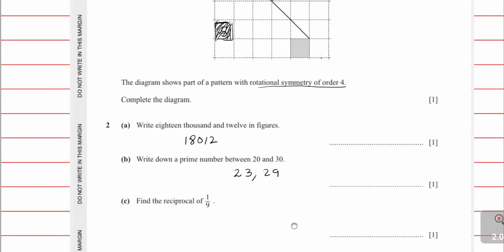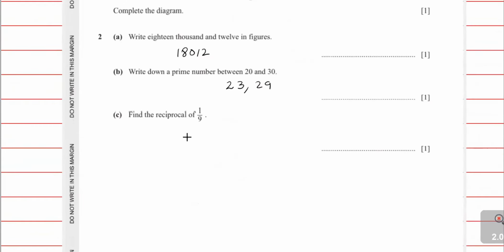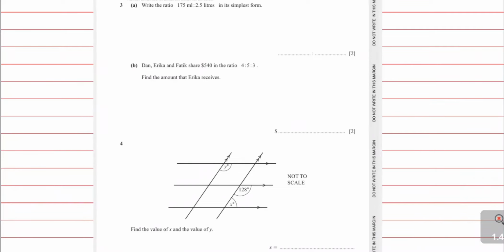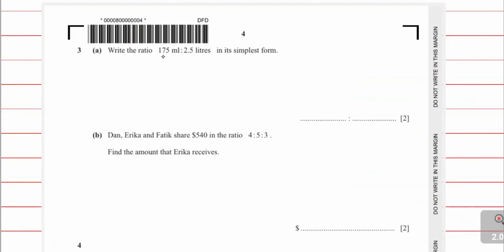Next, find the reciprocal of 1 over 9. The reciprocal of 1 over 9 is 9 over 1. And next question, question number 3. Write the ratio 175 milliliter to 2.5 liter in simplest form.